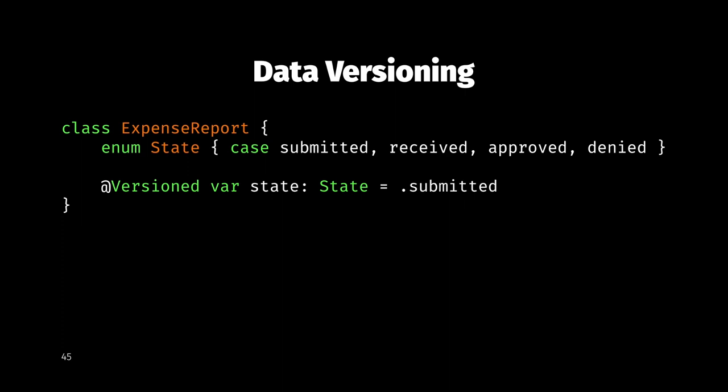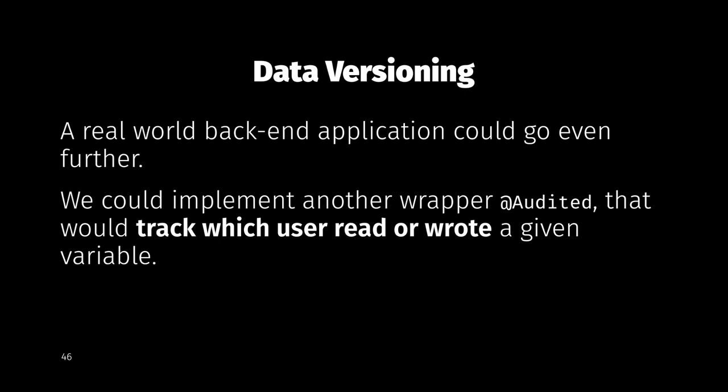And this way, if we have an issue, we will be able to get some very comprehensive logs that will let us understand what happened in a much easier way than by just having the current state of the variable. Here we will have the state and its history. It can be pretty useful when debugging. And a real world backend application could go even further.